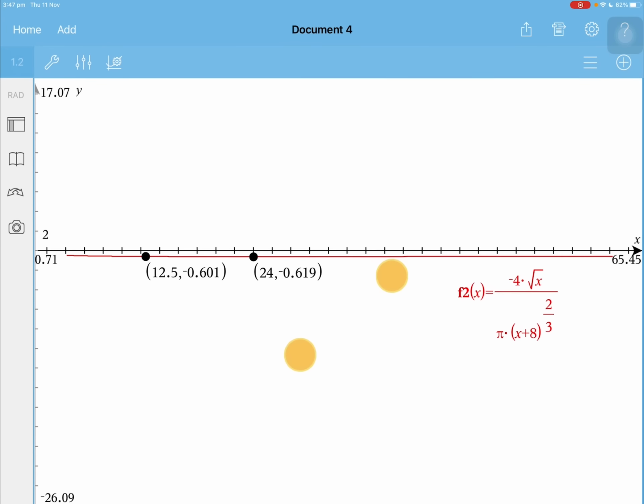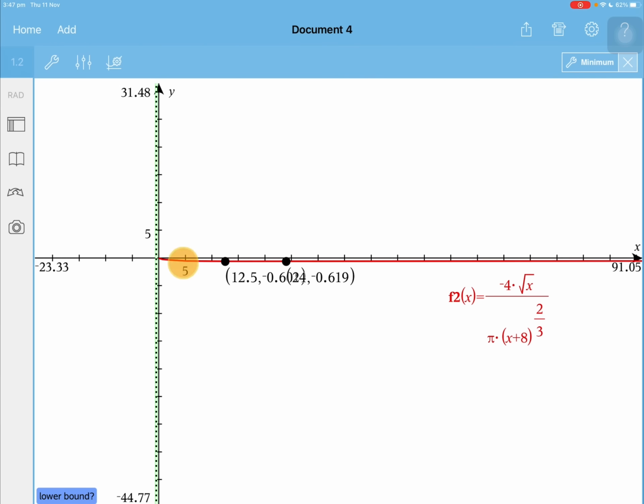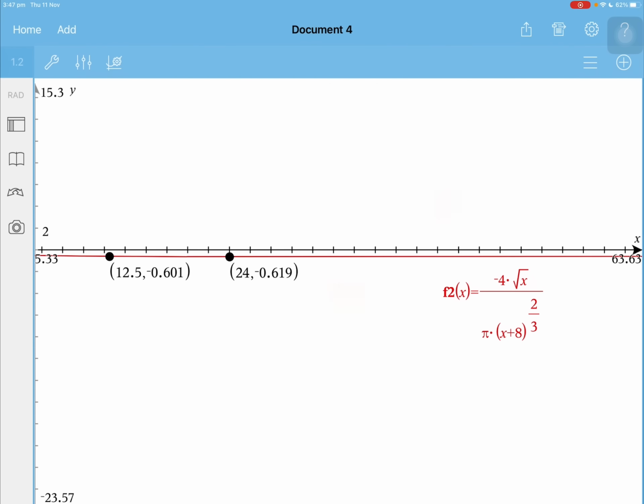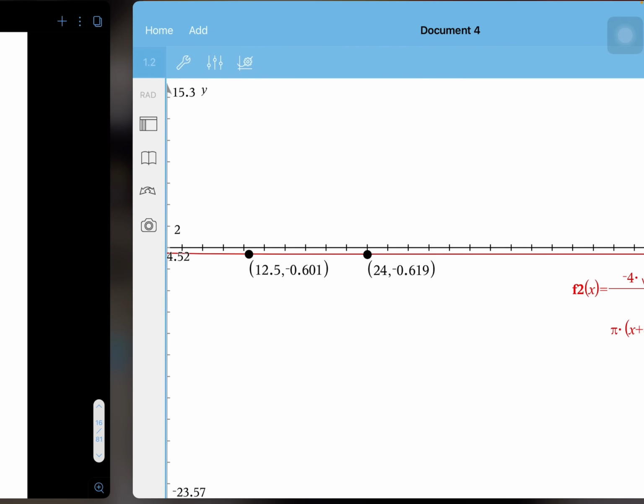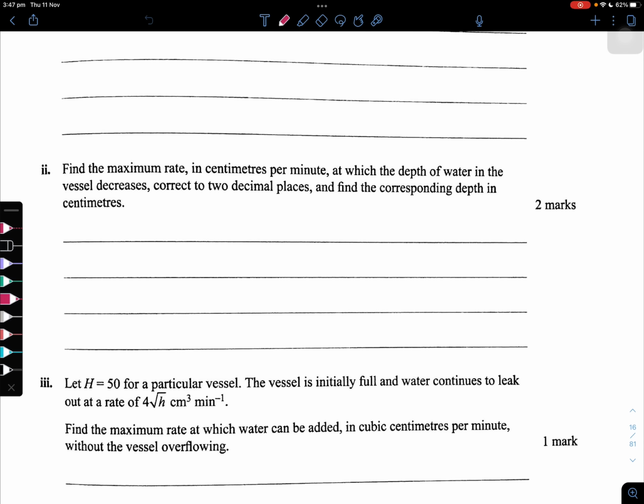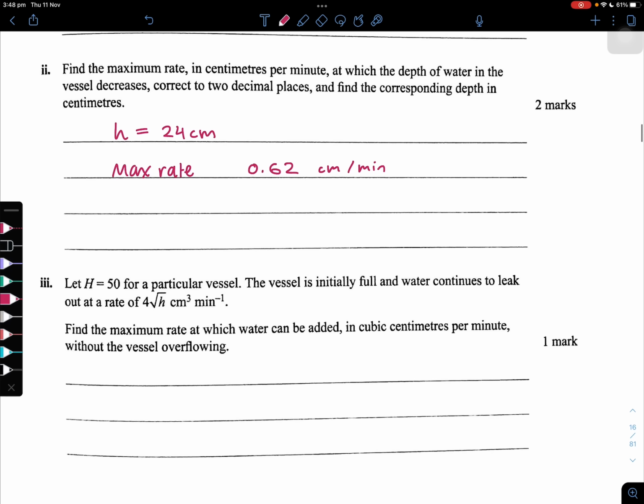Okay, there it is. 24. Wait, let's just make sure one more time. Okay, minimum, yeah, it's highlighted there. 24 and negative 0.62. So the corresponding depth, remember, h is our x value in that thing, and it was 24 centimeters. And our max rate was negative 0.62, but here it's actually 0.62 is the rate that you're losing in centimeters per minute.